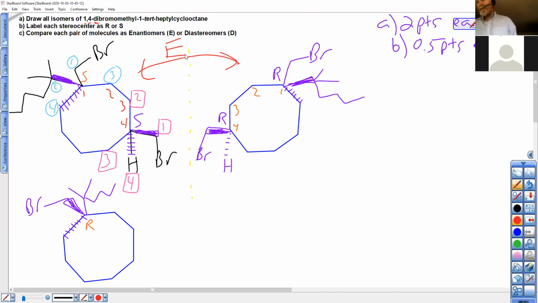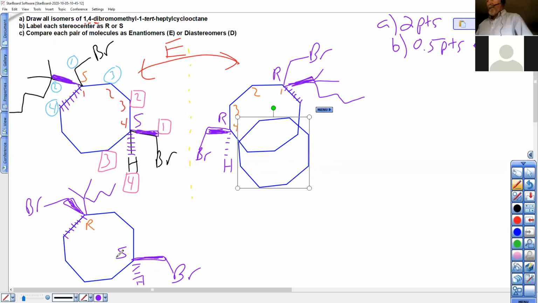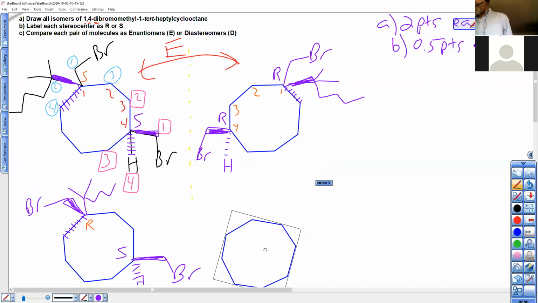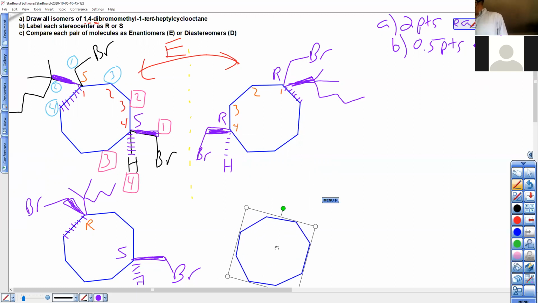Okay. So keep the other stereo center exactly the same. Do not change anything. Did not change that stereo center. It is still S. And my strategy to finish it off was to draw the mirror image of the third molecule right here. And we'll go monochromatic here, all blue.